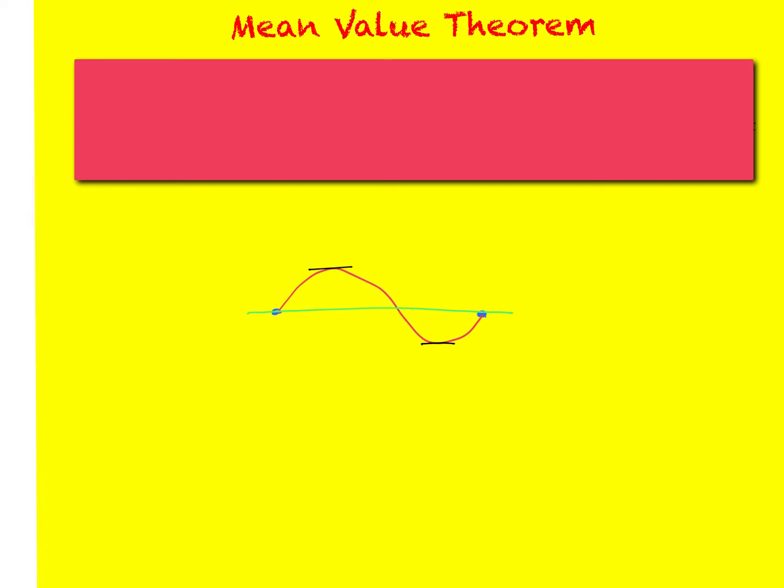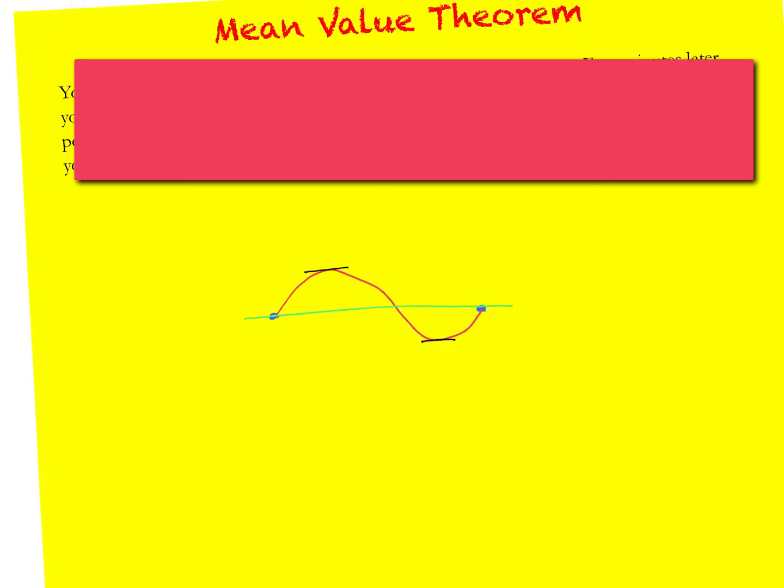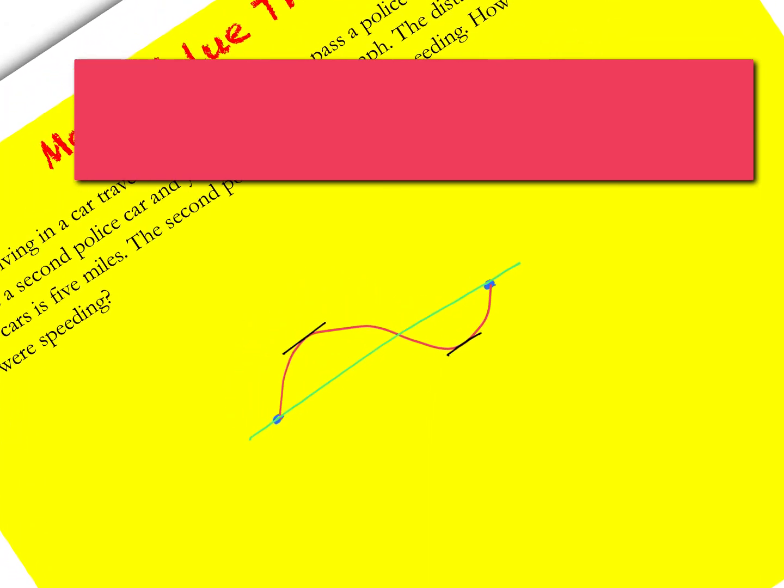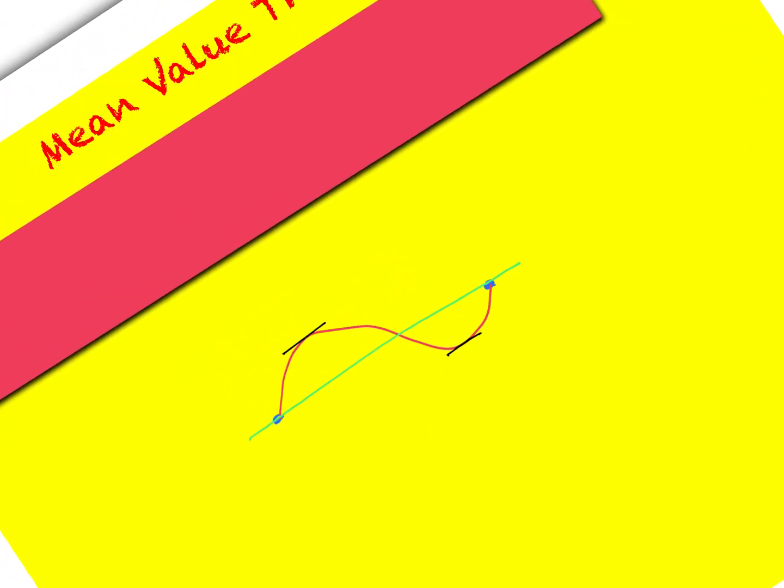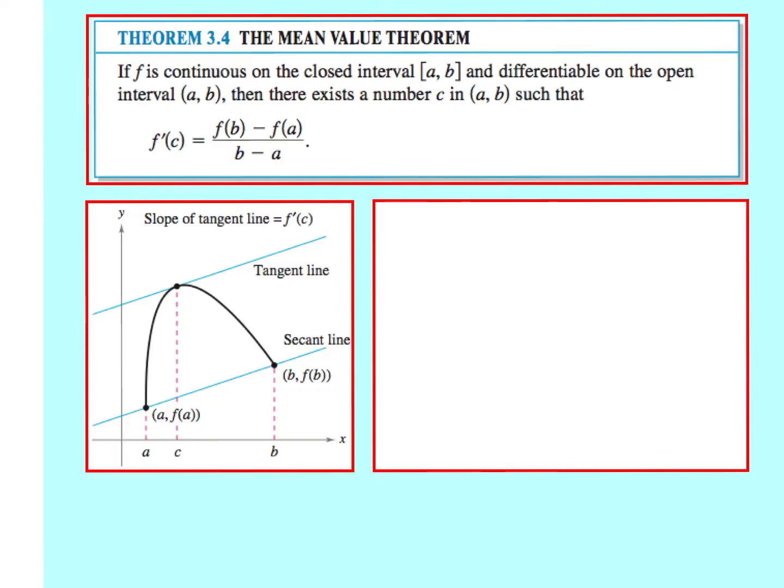But what if it's not 0? What if it's like that? So we could find the slope between the points and find when that is tangent to my curve. That's what the mean value theorem is. Let's do it. So here we go. The mean value theorem, MVT.